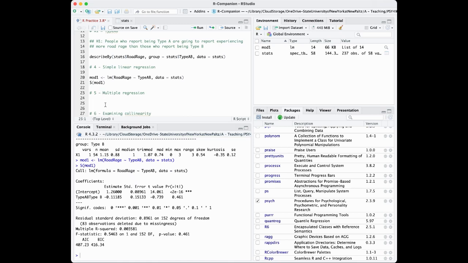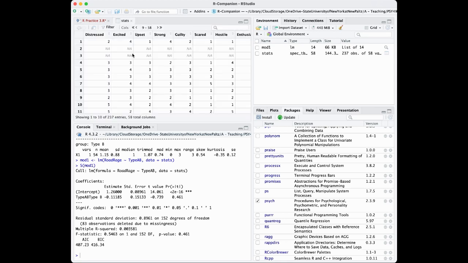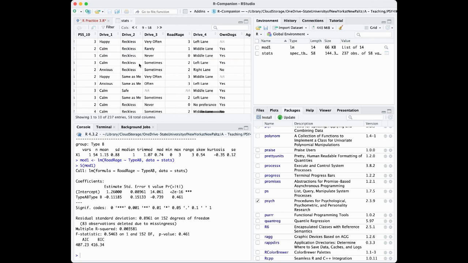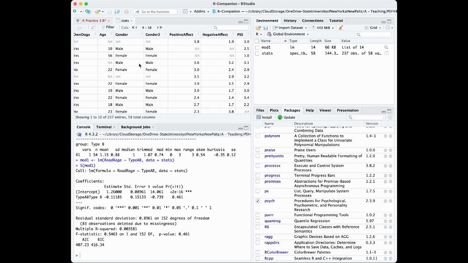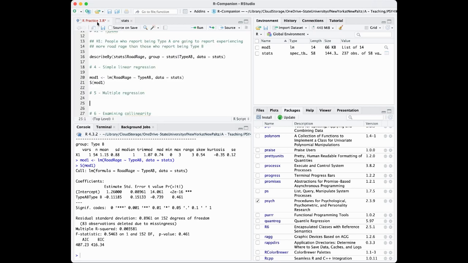What about multiple linear regression? What else am I going to add in? Well, let's see what other variables we've got here. We could also add in stress. Maybe people report experiencing more road rage if they're currently experiencing more stress. Maybe they remember the times where they've been sort of angry behind the wheel. So we're going to add in stress for our second model.